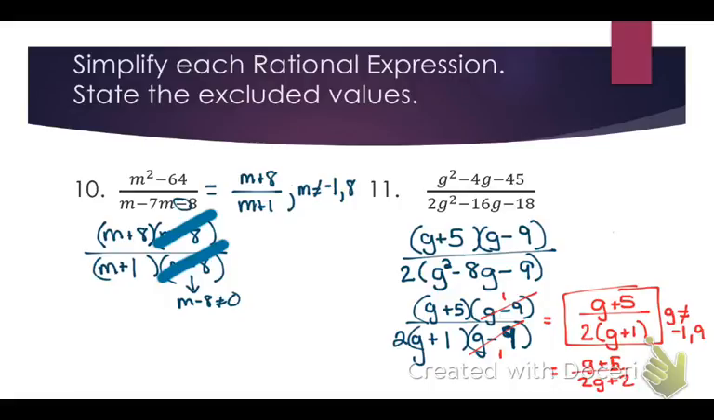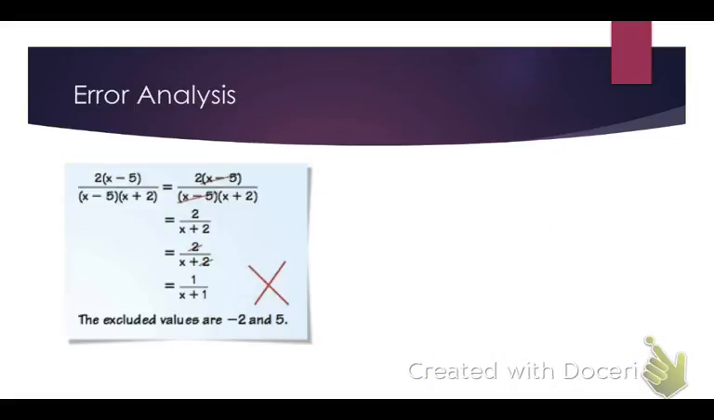Okay. Final question here is an error analysis question. So take a look at what's been done and see if you can identify where the error is. My trick with identifying things with errors is I just follow the reasoning through. So it looks like they canceled common factors and had 2 over x plus 2, and then they canceled the 2 and the 2. Hopefully this right here stands out to you as an incorrect step.